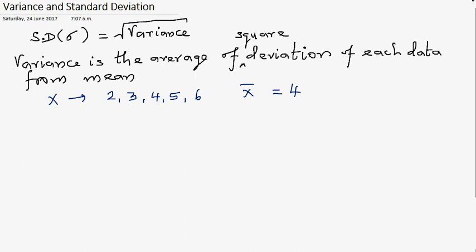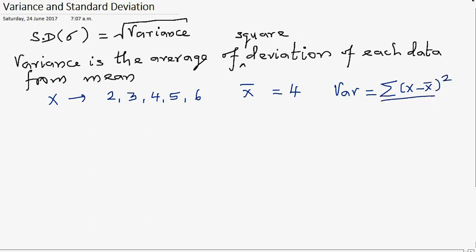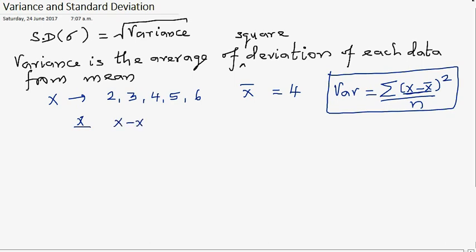So let me write variance. This is the definition of variance. Variance is sigma x minus x bar the whole squared, on n. So this is variance. This is called the deviation, the distance of a particular value of x from the mean. So let's make up a table. This is x. Let's find x minus x bar, and then I'm going to square it, x minus x bar the whole squared.